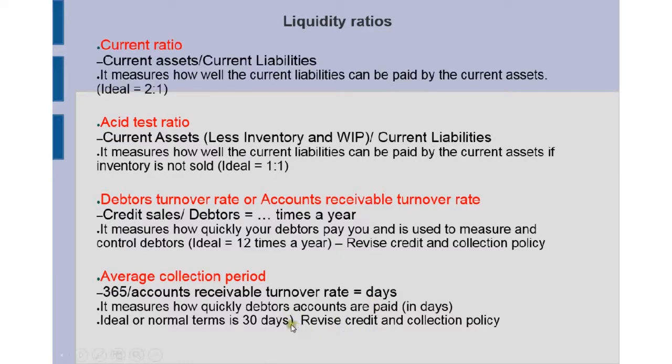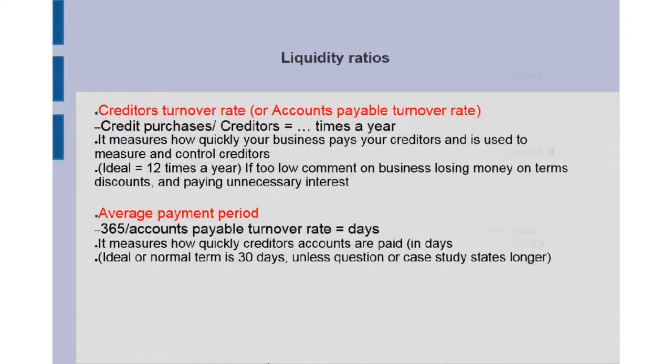And because we usually have the 30 days term, we then take that as the norm or the ideal situation and look then at what our answer gives us to comment on whether it's a good or a bad situation the business is in and whether they should revise the credit and the collection policy or not.